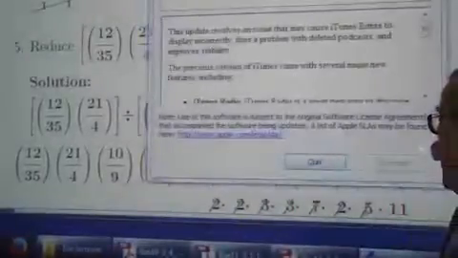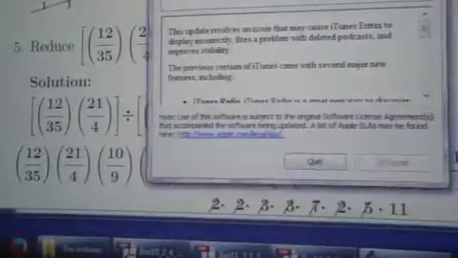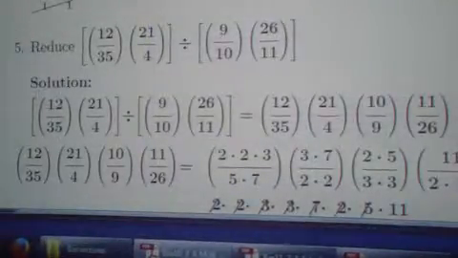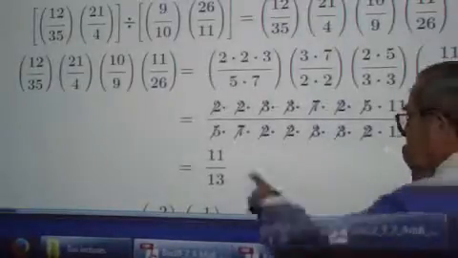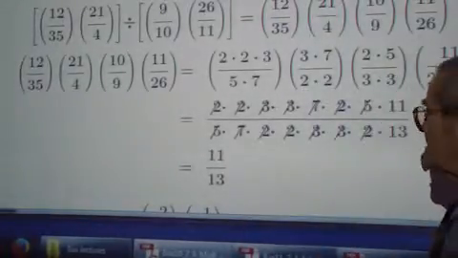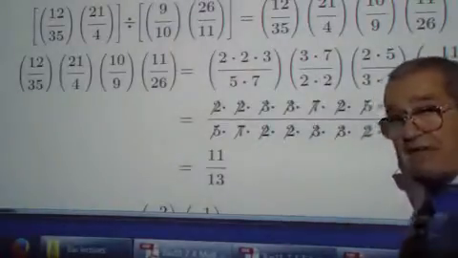And when you reduce all of that, you're supposed to come up with 11 over 13. Again, this is work that you should have done, so I should just show you the answer.